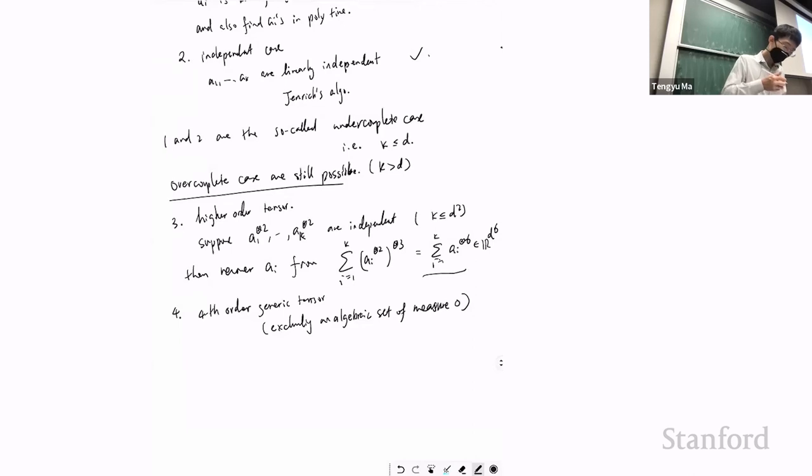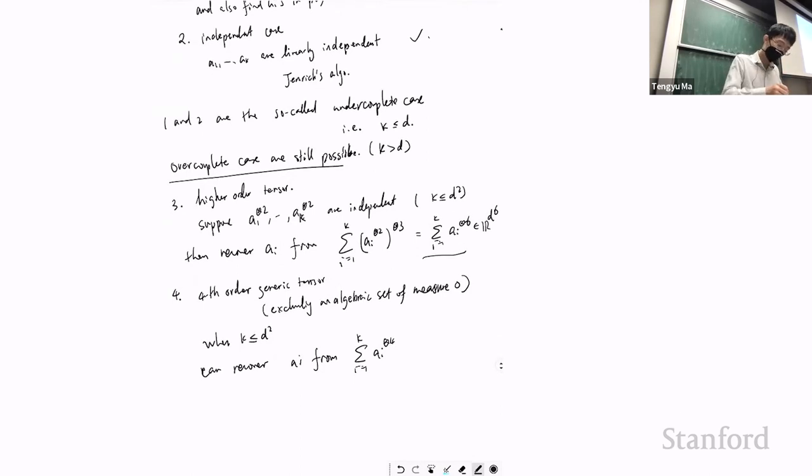And this is saying that when k is less than d squared, you can recover the a_i from the 4th tensor. Right. So before, if you do the trivial reduction, you need to use the 6th order tensor, but now you only have to use the 4th order tensor, and this algorithm is called FOOBI.